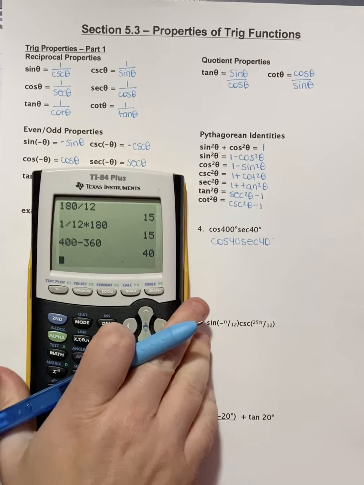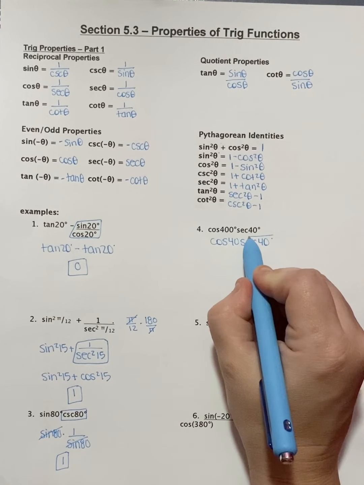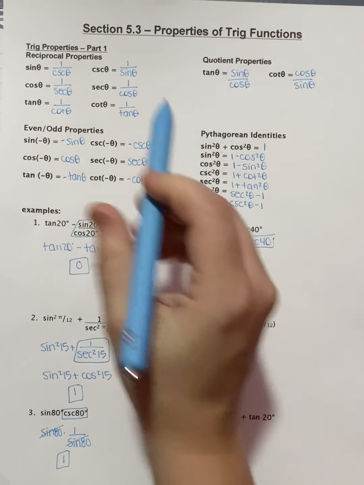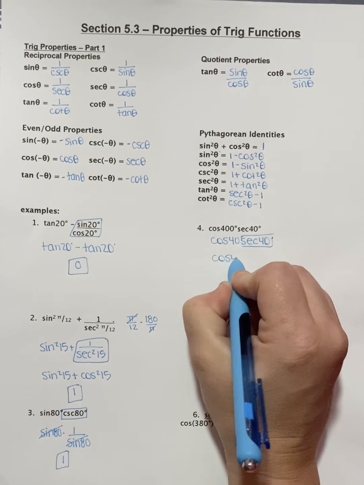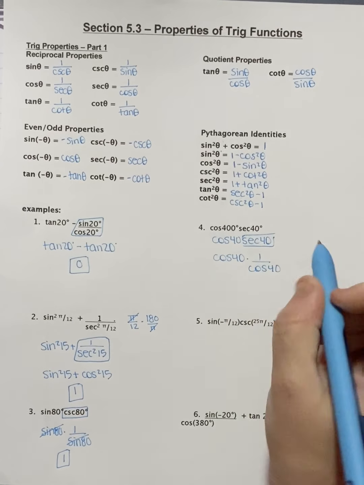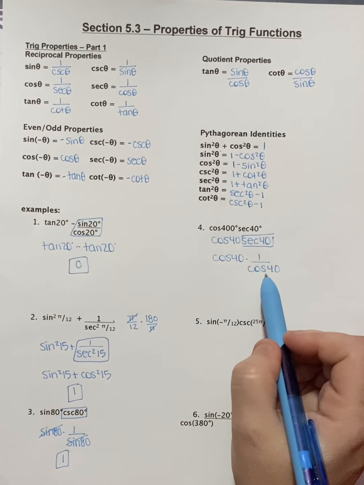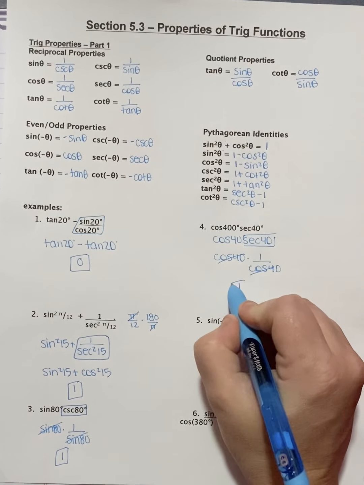Now this is very similar to problem number 3 right here. So I'm going to leave cosine alone, and I'm going to change secant. Secant, right here, remember, is 1 over cosine. So this is cosine 40 times 1 over cosine 40. I've got cosine 40 in the top and cosine 40 in the bottom, so those two things go away, and leave me with my answer to be 1.